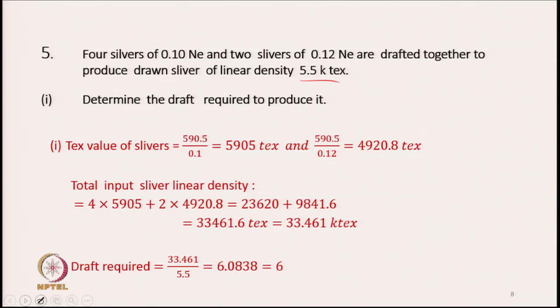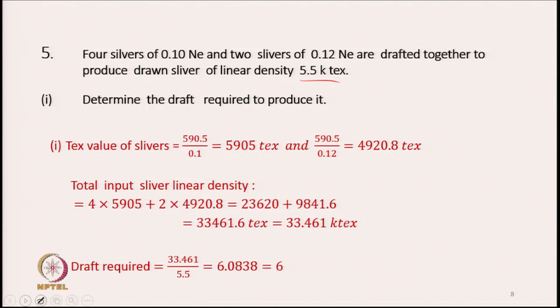So, tex value of the slivers will be 590.5 by 0.1, that is 5905 tex, and for the other sliver it is going to be 590.5 by 0.12, that is 4920.8 tex. So, these are the tex values of the input slivers. All right. This you have to remember.